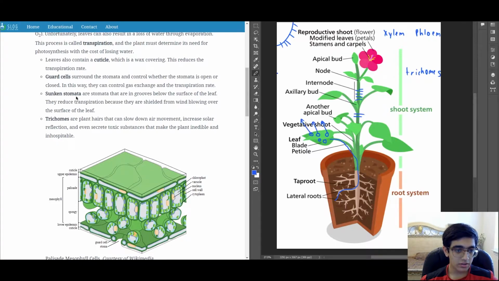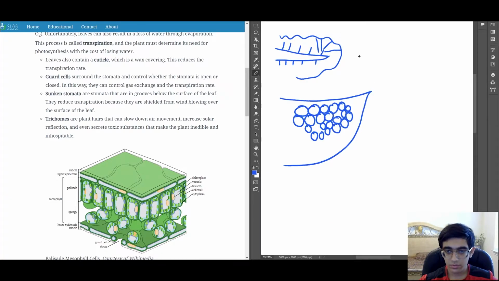Sunken stomata are stomata that are inside grooves in the plant. So if this was the surface of the plant, usually stomata are just located on the surface like this. But sunken stomata go a little bit into the leaf like that. So this is the leaf, and it goes a little bit inside, and that's the stomata, and this is the place where it's opening and closing.